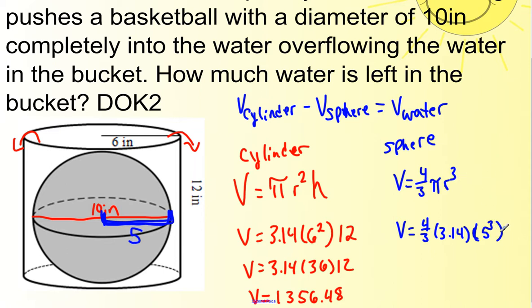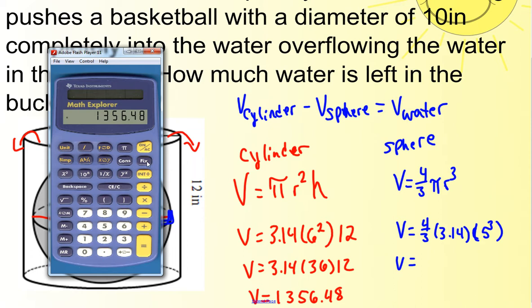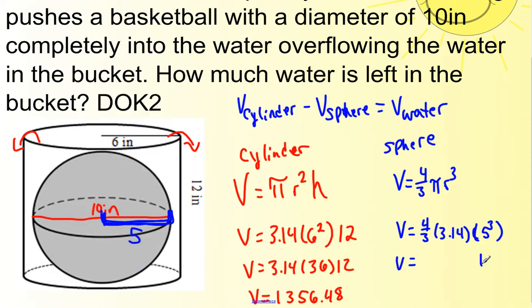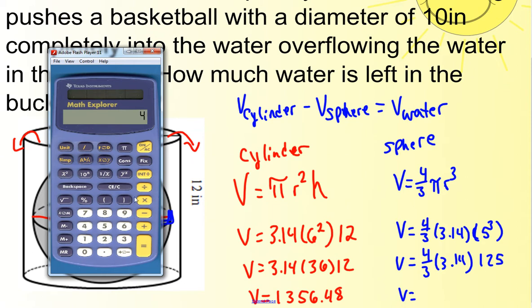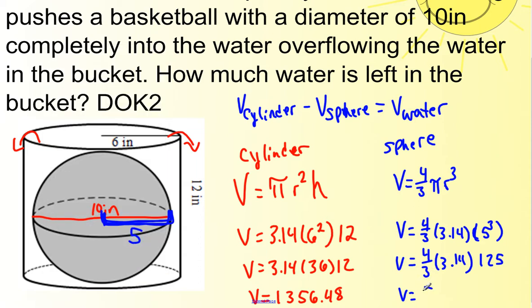Write down the formula. Substitute. Solve. Now if we do this math, we get ourselves an answer. So let's see, 5 cubed. Actually, I can do that one. That's 125. 4/3 times 3.14 times 125 equals. Now, to do 4/3, I'm just going to take 4 divided by 3 times 3.14 times 125, which is 523.3 repeated.